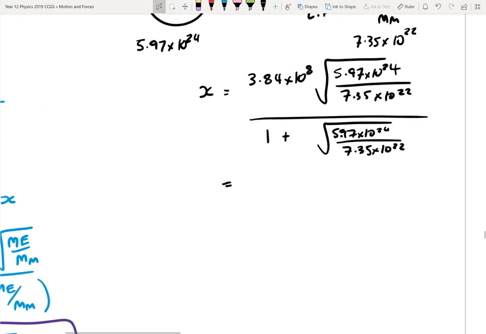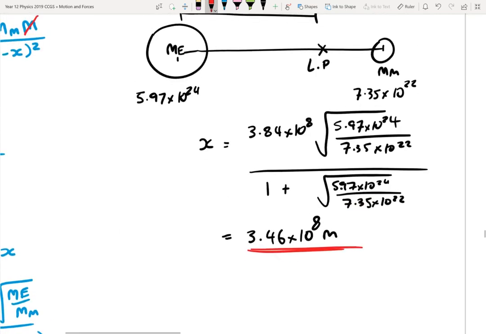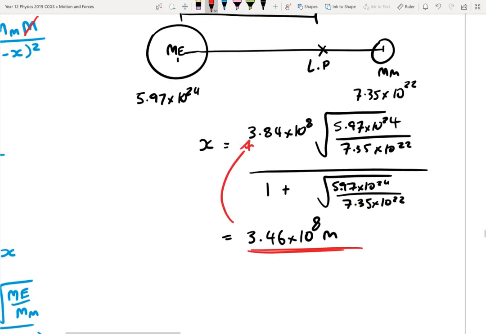And so X, which is our distance measured from Earth, is 3.46 by 10 to the 8. Okay? Which, when you compare, is roughly 10 elevenths. Try to draw that again. Roughly 10 elevenths the way to the Moon.